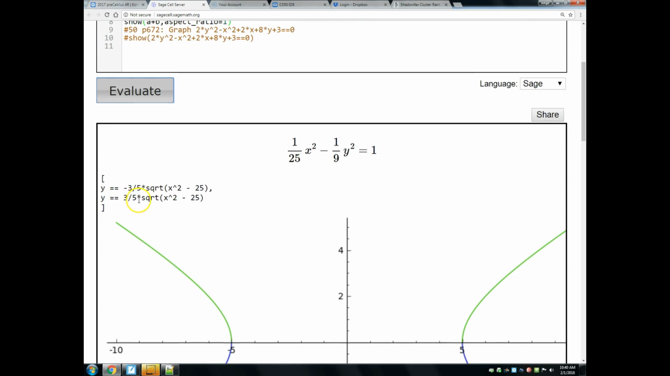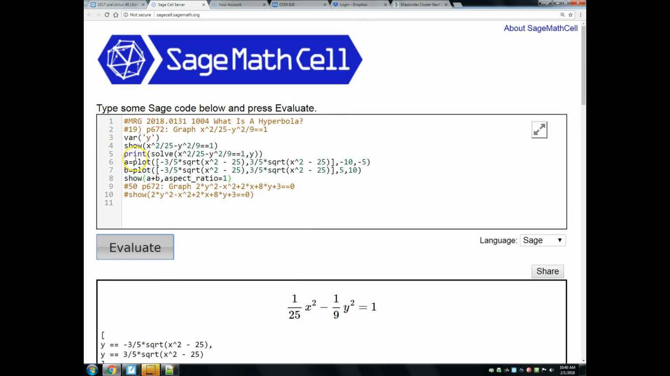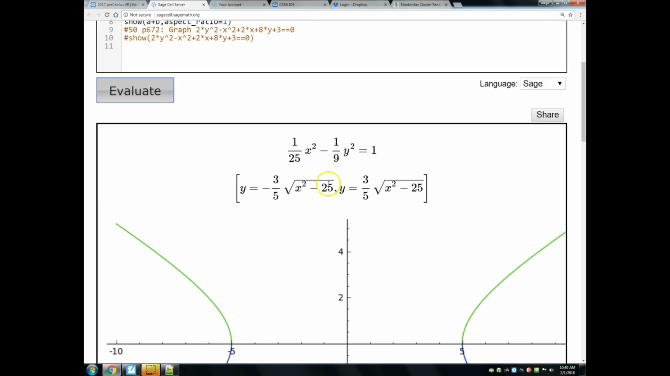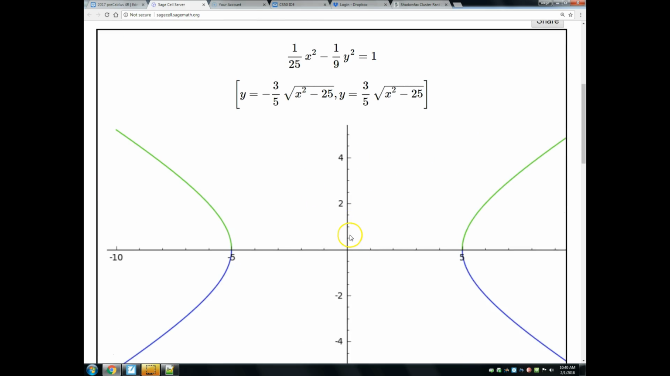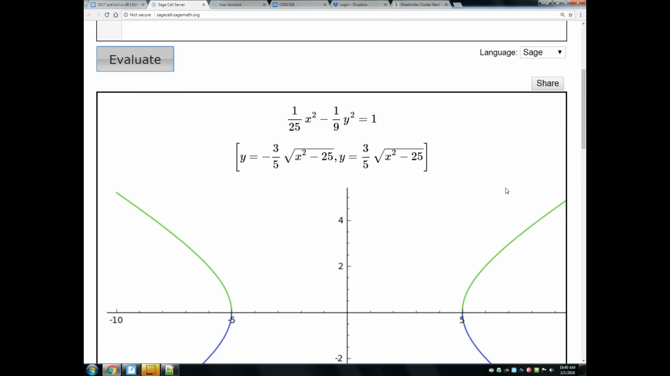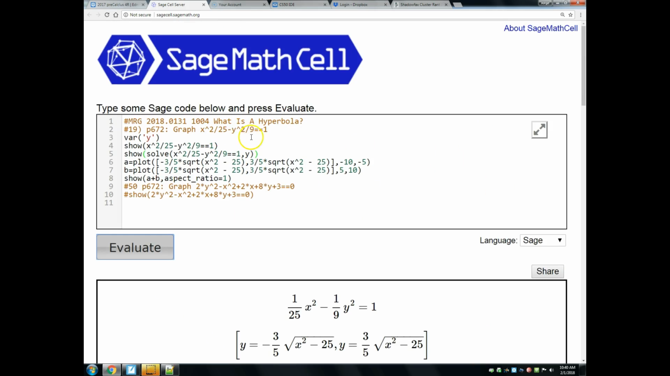If you want to put pretty print back on here, that'd be fine, I guess. Let's put pretty print here. Let's do a show and graph that. And that's what we're graphing, right? So this is the bottom branch, the blue stuff. This is the upper branch, the green stuff. And you could do this on your TI-84 also, if you wanted to. You could easily solve this by hand, get Y alone, algebraically, right? You don't need Sage for that. But all right, let's see.